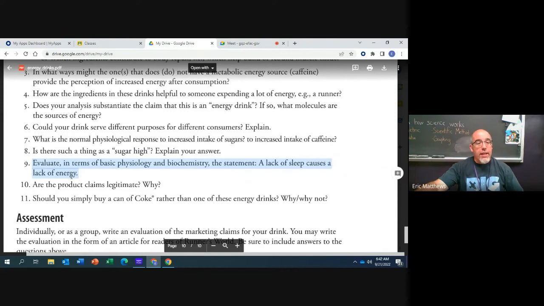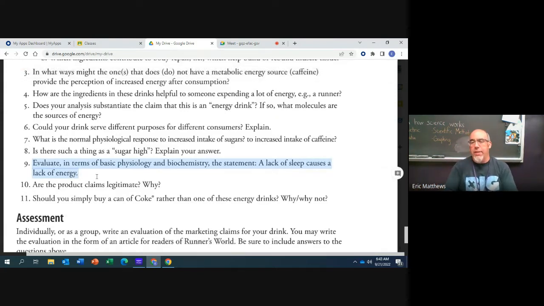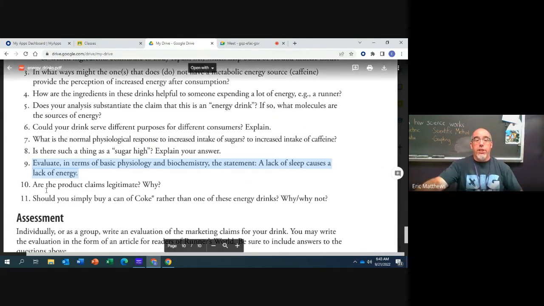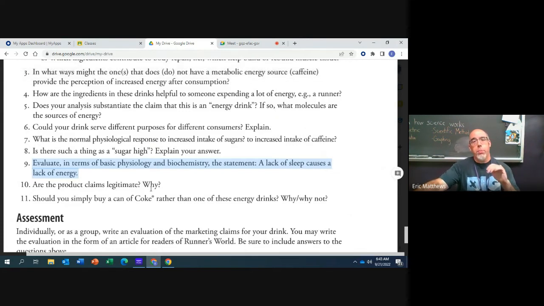Number 9 is getting a little bit deeper in. It wants to know why, if you don't sleep, do you lack energy? And once again, use research. This is a resource. We'll use it as such. All right, number 10. This is your opinion, and then back it up. Why? Make sure to supply evidence for why you think it is or is not.